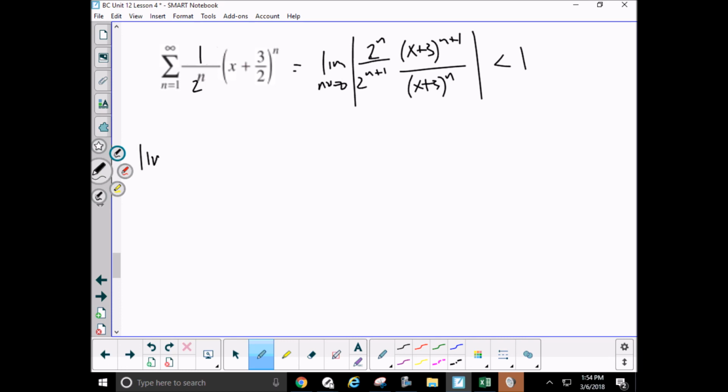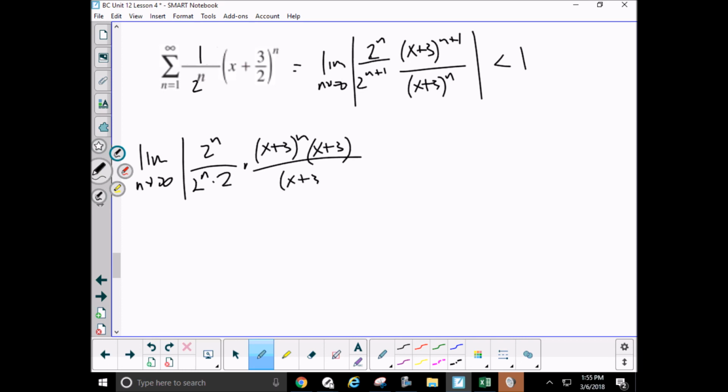All right, well, I'm going to rewrite it as 2 to the n over 2 to the n times 2 times x plus 3 to the n times x plus 3 over x plus 3 to the n. That has to be less than 1. This cancels, cancels, cancels, cancels, and look at what we have. It's actually not the exact same. Oh, because it should be 3 halves. Never mind, it is the same.